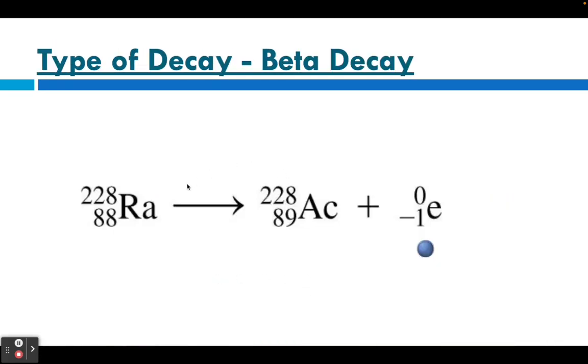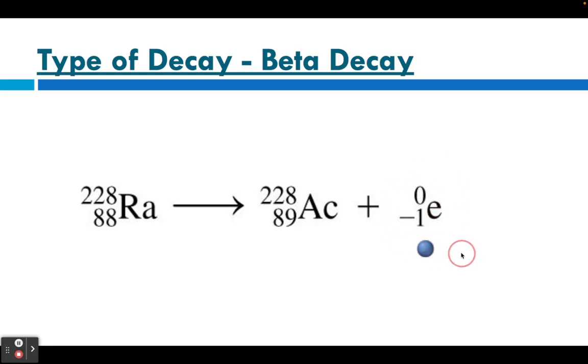Next one is beta decay. So for beta decay, instead of an alpha particle being released, or a helium atom, you have an element that's breaking down into another element, and it's basically releasing an electron. So an electron is released from the nucleus. That is right. An electron is released from the nucleus.